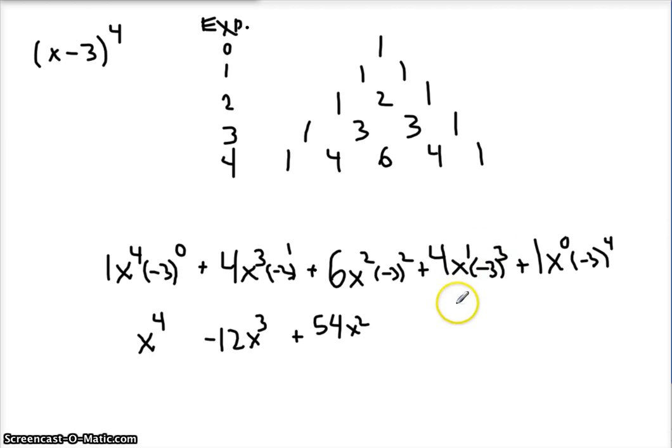Now we're moving on to our fourth term here. We have negative 3 to the third power. So that's negative 3 times negative 3 times negative 3. And that's going to be negative 27. Okay, and negative 27 we can multiply by 4, and what that's going to give us is negative 108, and that's going to be with x to the 1 power, right? That just stays the same.